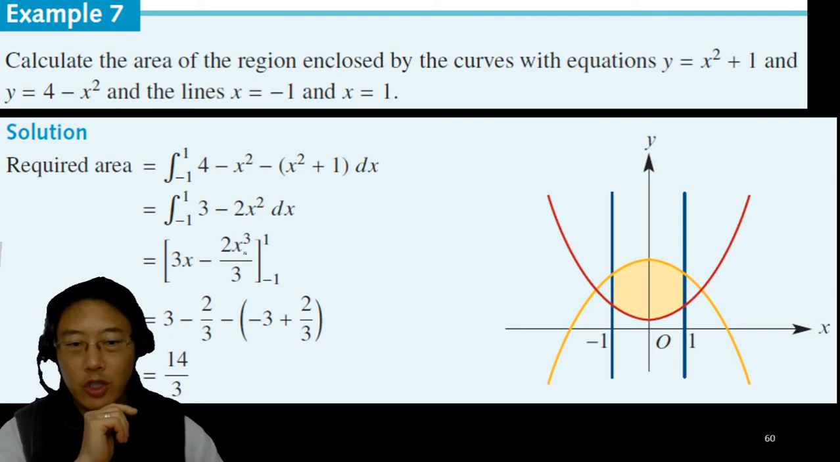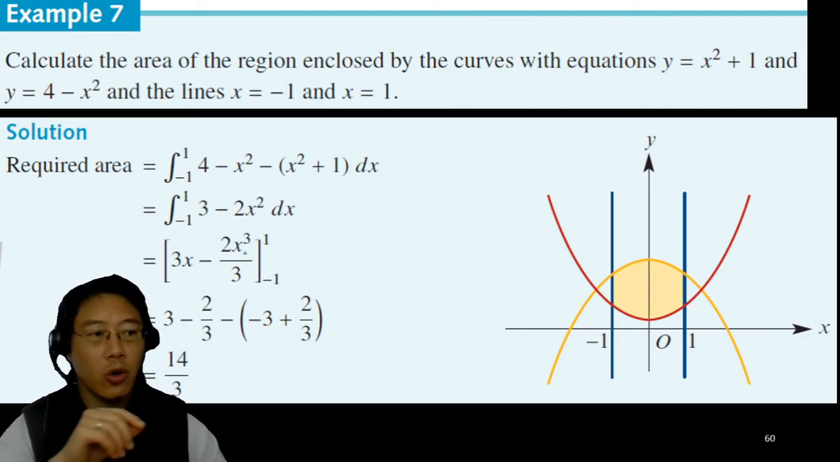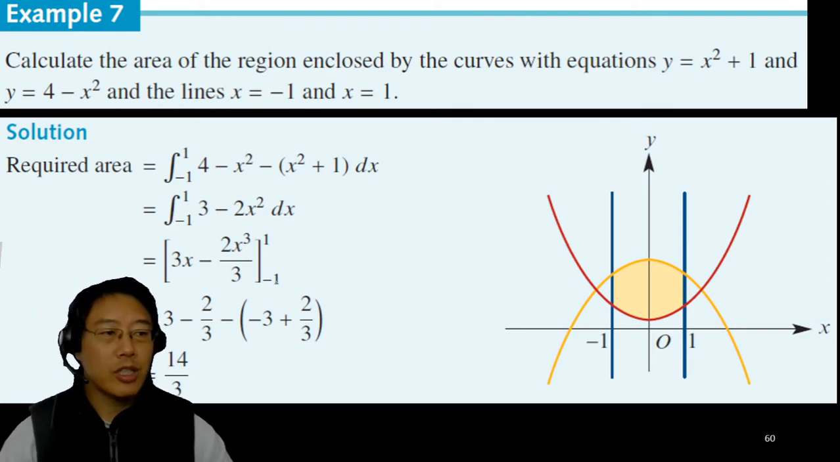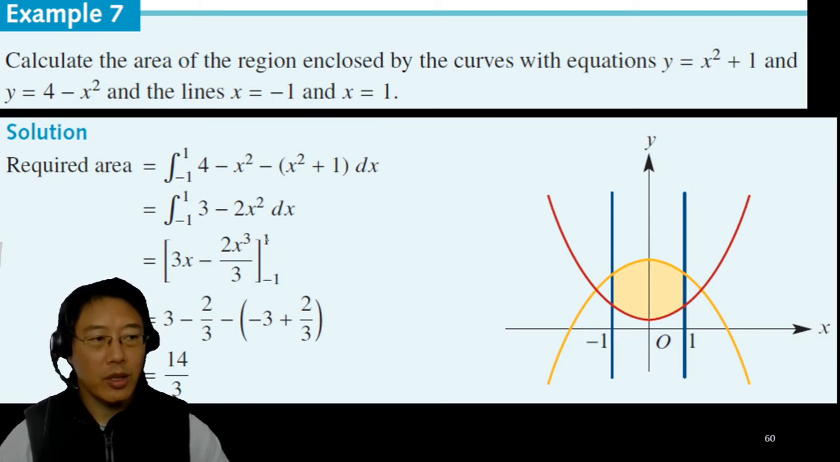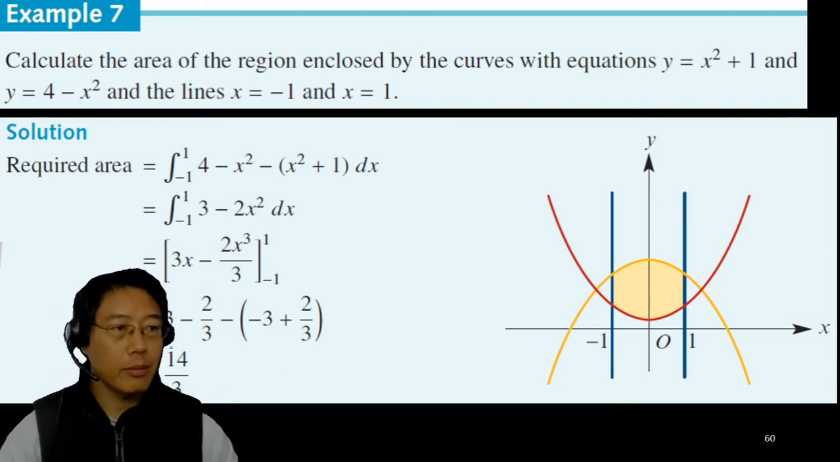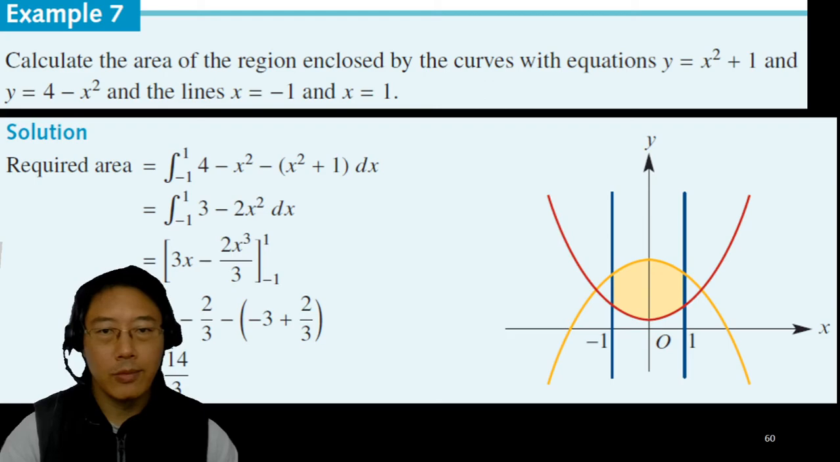You anti-differentiate as a polynomial function. You substitute the boundaries with 1 on the left hand side. You take away, you substitute the -1, that regroups at 14/3.